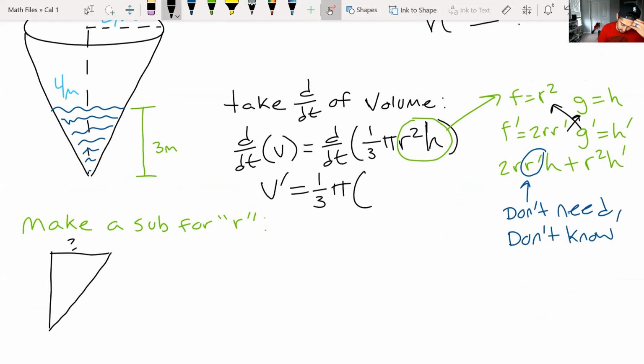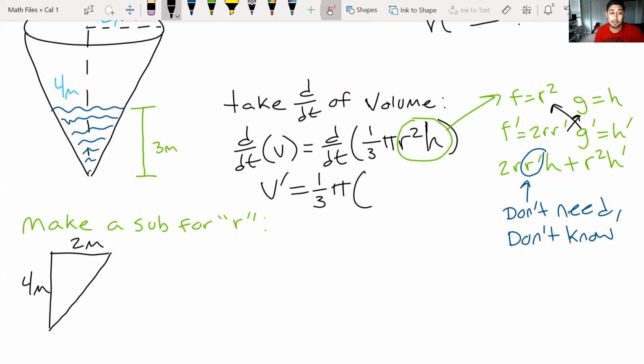So this is 2, and this is 4. And now, inside our cylinder, we actually have another right triangle, which is represented by the height of the water. The height of the water is 3 meters.